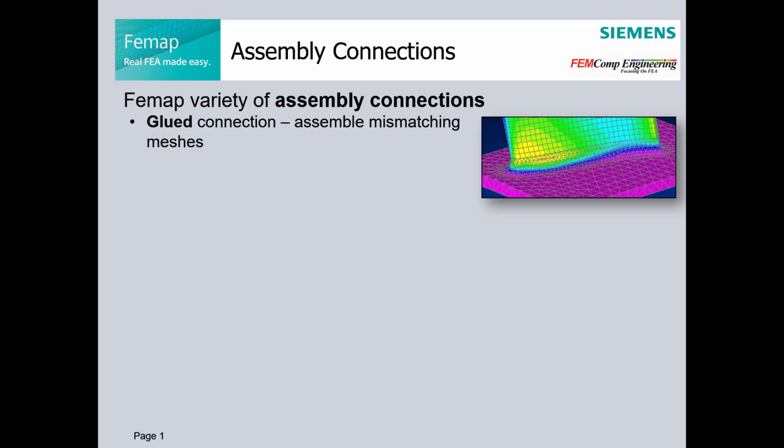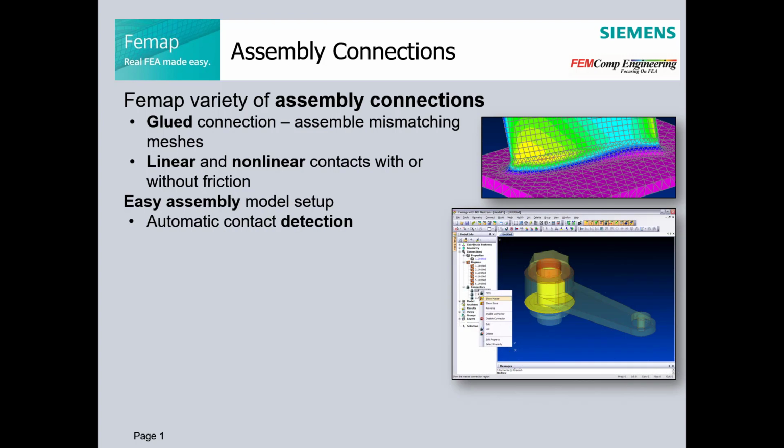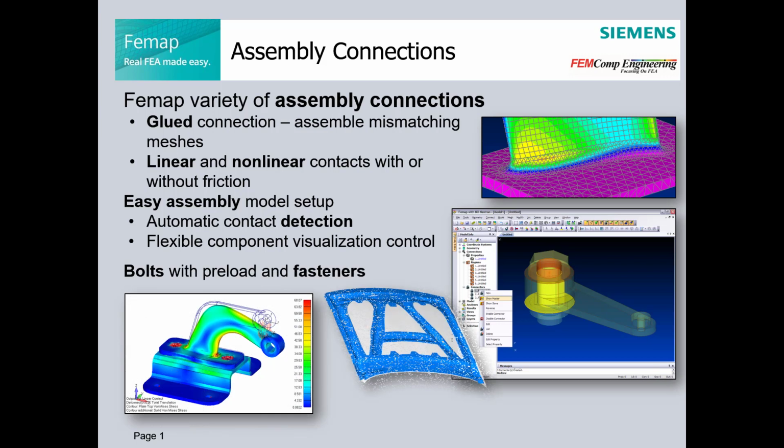For modeling of FEA assemblies, FEMAP offers different types of connectors. Connections between model parts can be defined between surfaces, edges, and points. Connection definitions work fine for both linear and non-linear solutions. FEMAP offers tools for easy assembly model setup with automatic detection and visualization of contacts. For bolts and welds, local connections, both bolts and fasteners elements are also available.